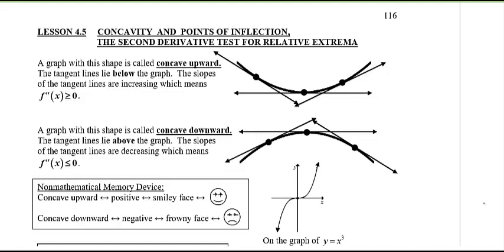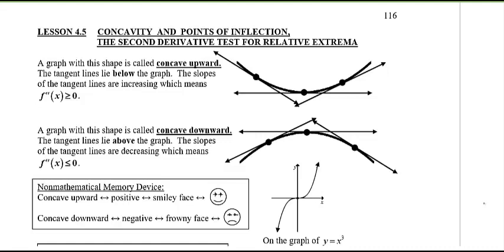Okay, this is lesson 4.5. We reached the end of unit 4, and today we're going to talk about this topic called concavity and the points of inflection. Last day we looked at the first derivative test for finding relative extrema. Now we're going to show you something called the second derivative test to find the exact same thing. Let's just begin with some definitions here.